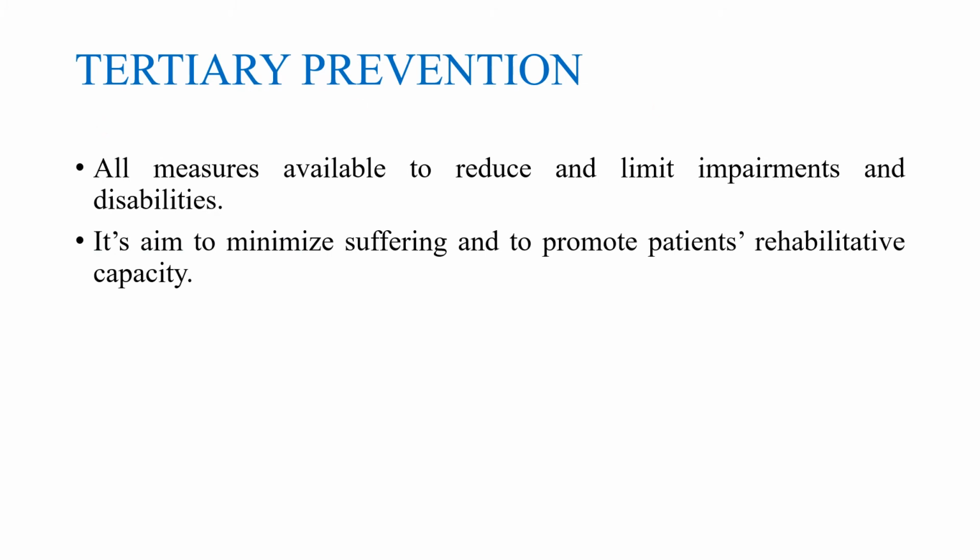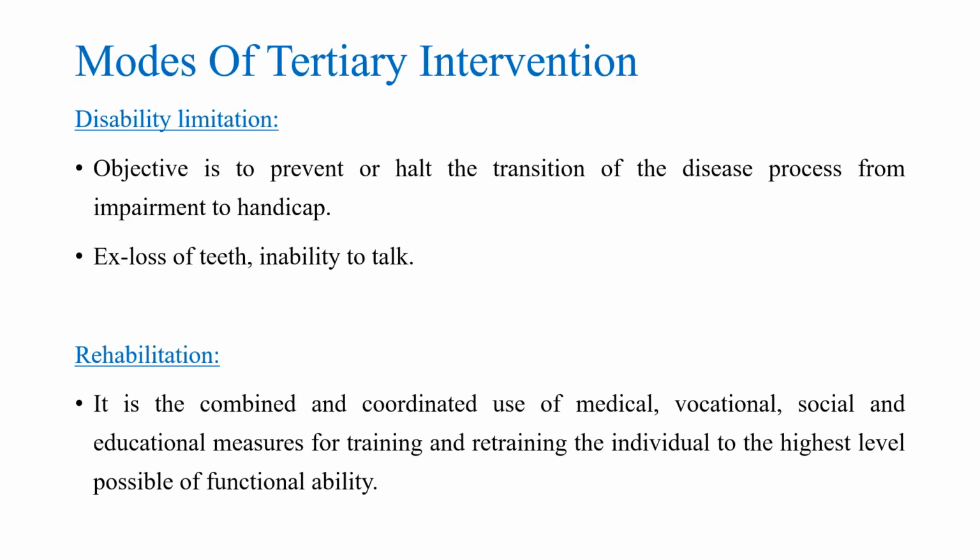Tertiary prevention is more expensive. It covers all measures available to reduce or limit impairment and disability. Here the disease has already occurred and caused damage, and then you are taking this prevention. For example, a person has lost all the posterior teeth. What is the treatment? Either you go for complete extraction and give a complete denture or partial denture. So that is rehabilitation, so that the disability can be treated. In tertiary prevention there are two types: disability limitation and rehabilitation.